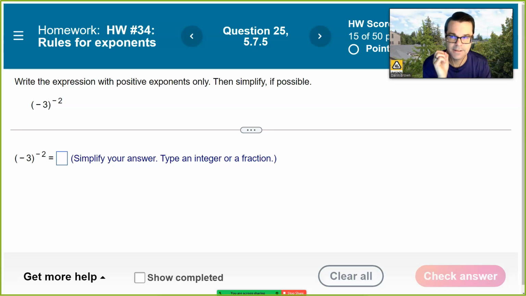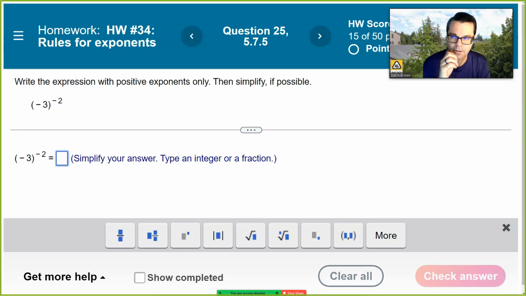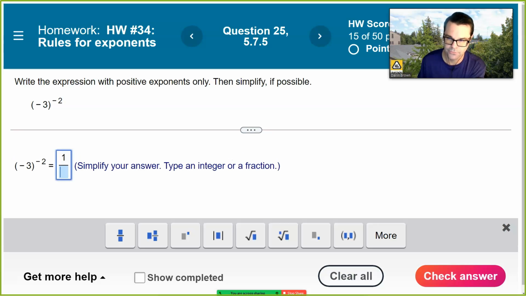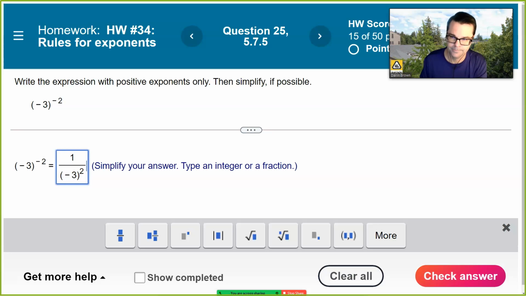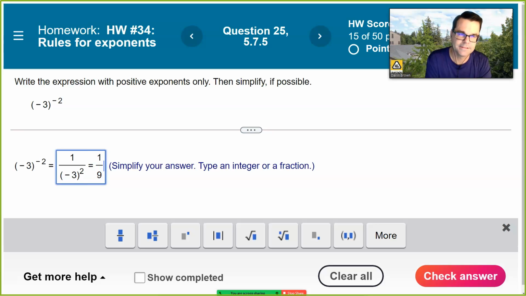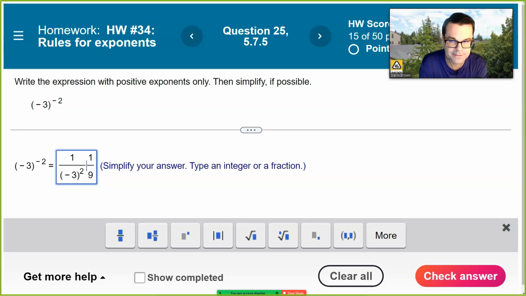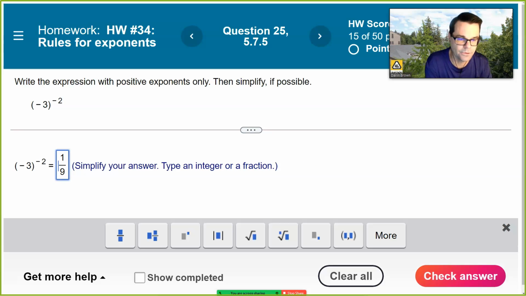Negative 3, all raised to the negative 2. I would just worry about getting rid of the negative power first. So I'm going to say it's 1 over negative 3 squared. And then I'll worry about negative 3 all squared. Since the parentheses are around the negative 3, it's negative 3 quantity squared, which is 9. So this is positive 1/9. Again, without the parentheses in here, this would be negative 1/9.